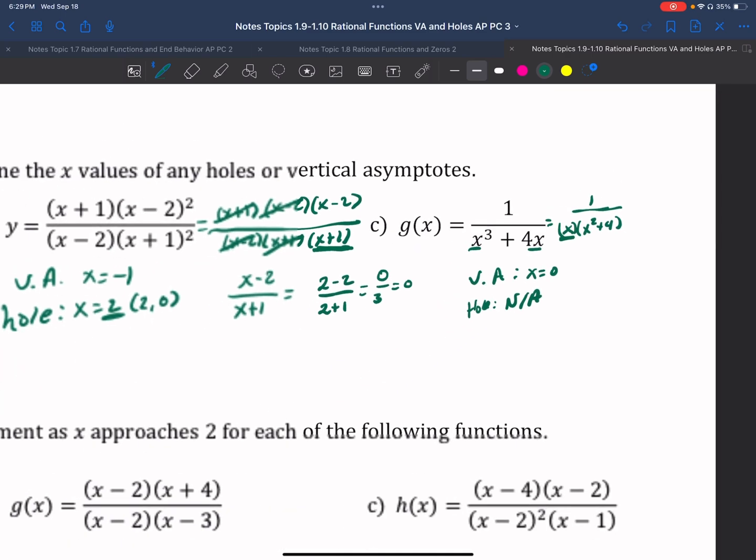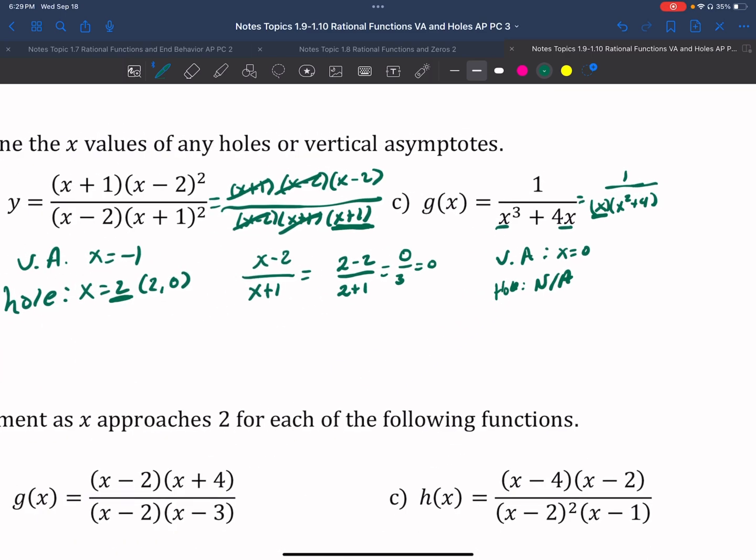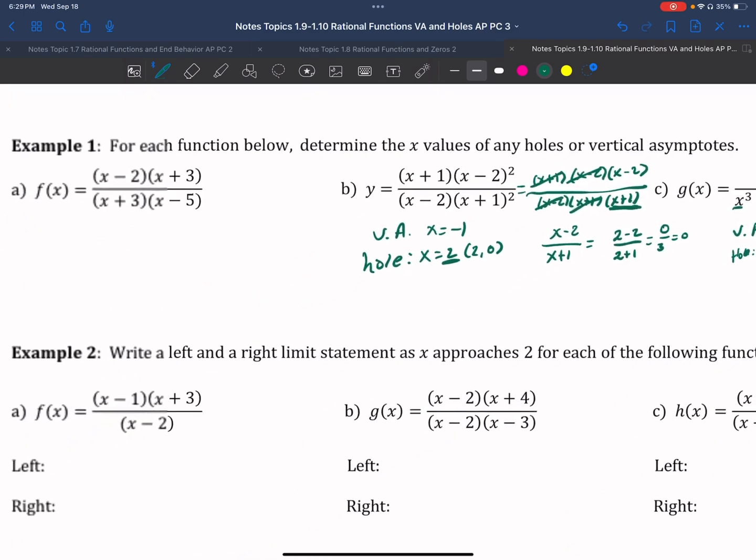Okay, now that we know how to find holes and vertical asymptotes, we can start looking at limits.